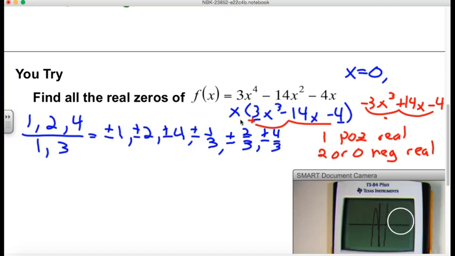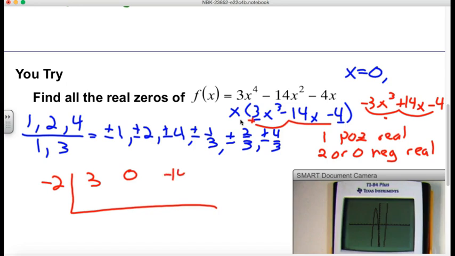Okay, so let's use synthetic division right here. Looks like it crosses at -2, so we can try -2. We've got 3x to the third. We have 0x squared, right? Remember, we've got to put a 0 in place because there's no x squared. We've got -14x, and we've got -4, no x.